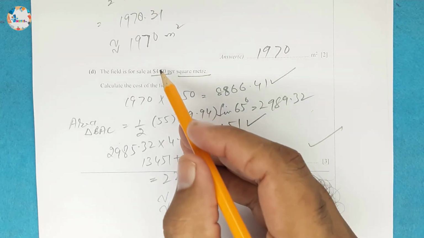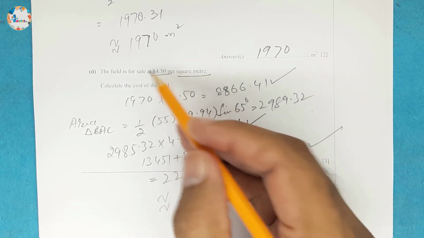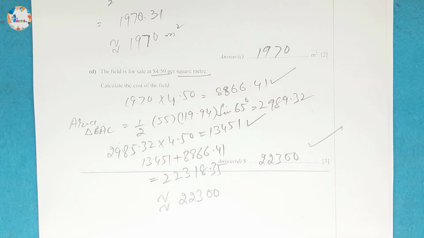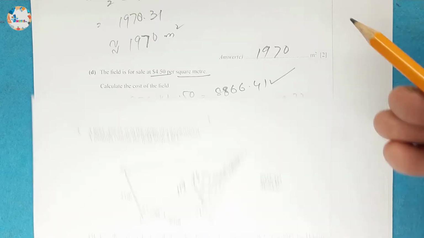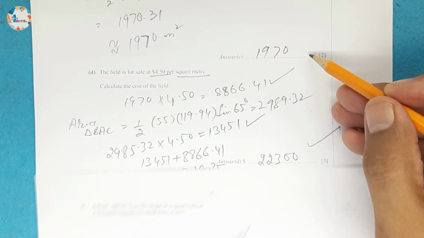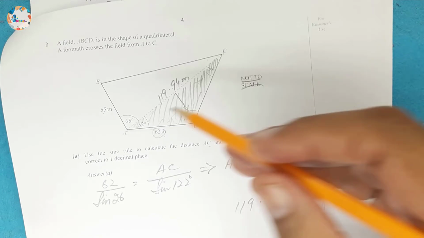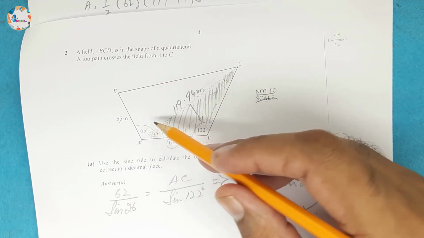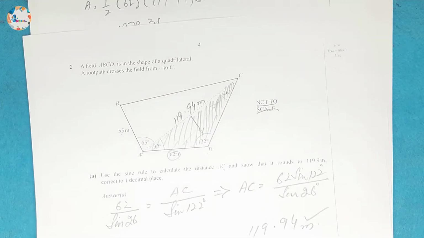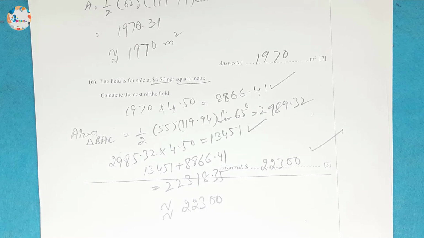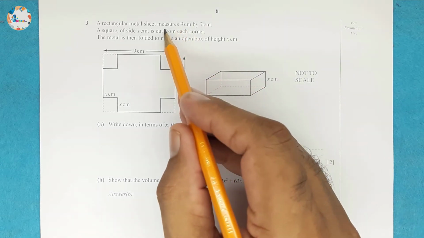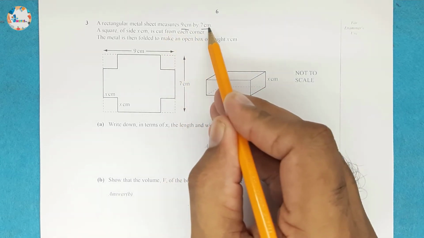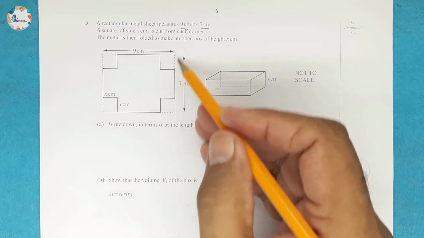Basically we have to find the cost of both the triangles. So we have the area of one triangle shaded, which we have calculated in part C, and we will be calculating the area of the unshaded one, and then both costs will be added. Hopefully you got this. Now question number 3, the rectangular metal sheet measures 9 centimeters by 7 centimeters, 9 by 7.